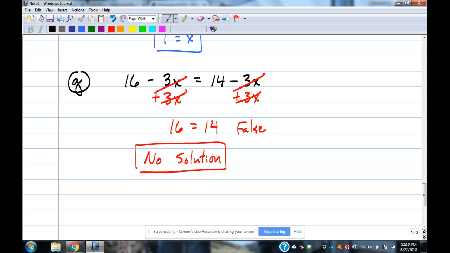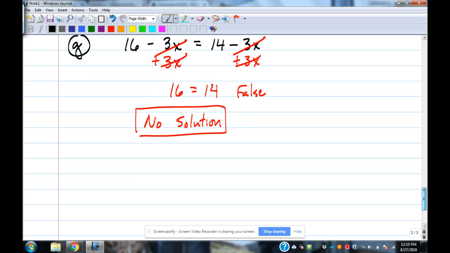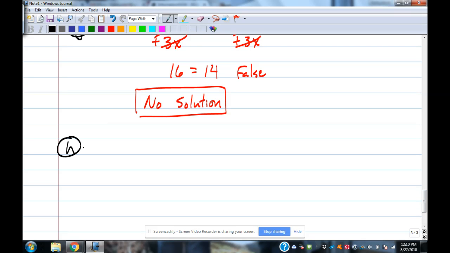So if all your variables cancel out, you look at what's left. If it's false, it's no solution. Okay? If it has 7 equals 0 or 16 equals 14 or negative 2 is equal to 18, anything that's not true, it's a no solution. You look at the numbers. If they're not the same number on each side, then you know it's not true. Because 16 is never equal to 14. It has to be the exact same numbers on each side.